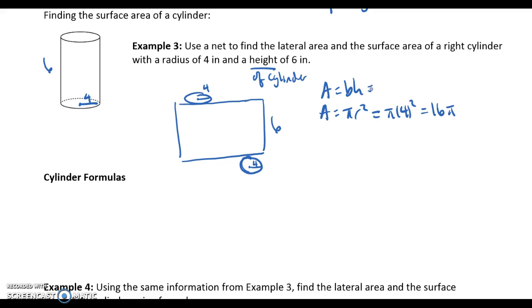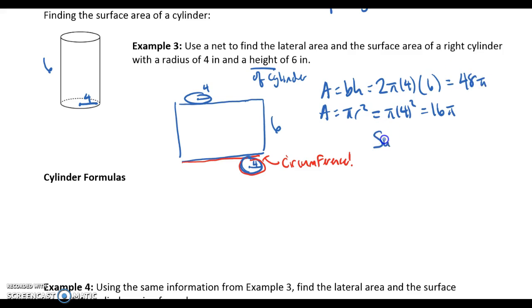Well, think about it. If this entire thing needs to wrap around the circle, what is it called when we're talking about the distance that wraps around the circle? Yeah, that's circumference. So the base is the circumference of the circle. So my base is 2 pi times 4, right? And then the height is 6. So the area of the lateral face is 8 pi times 6, which is 48 pi.